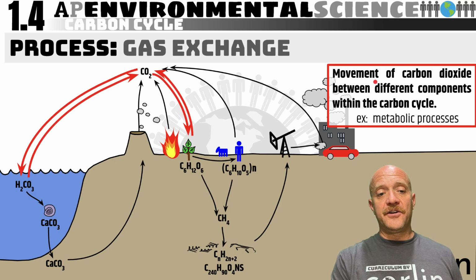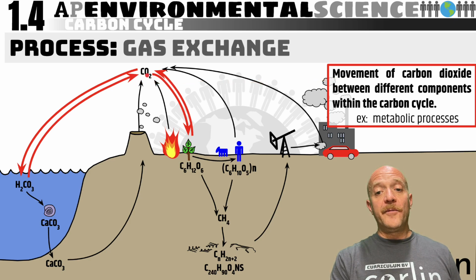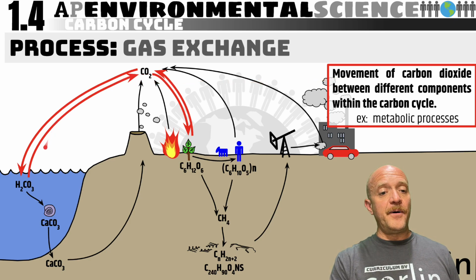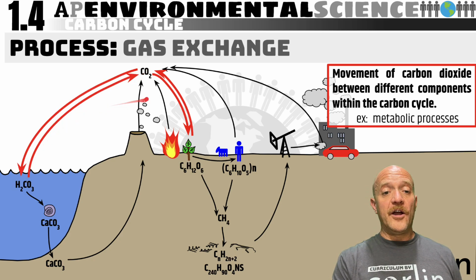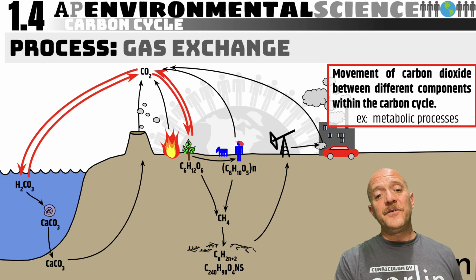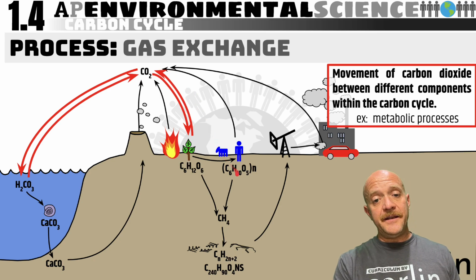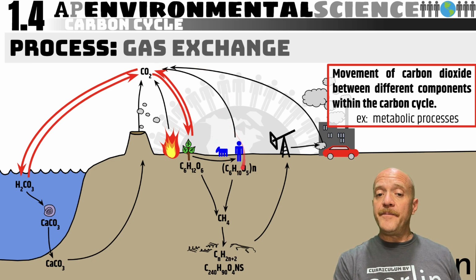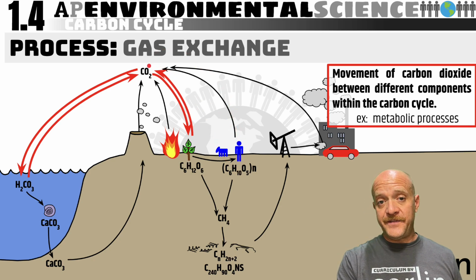Gas exchange occurs between the carbon in the atmosphere and different components of the carbon cycle. You can have gas exchange between carbon dioxide and water. When carbon dioxide is added to water, you get carbonic acid. You will also have gas exchange that occurs between the atmosphere and plants, and you'll also have humans having gas exchange. Granted, they're taking oxygen in and giving out carbon dioxide, but they're still adding CO2 to the atmosphere.